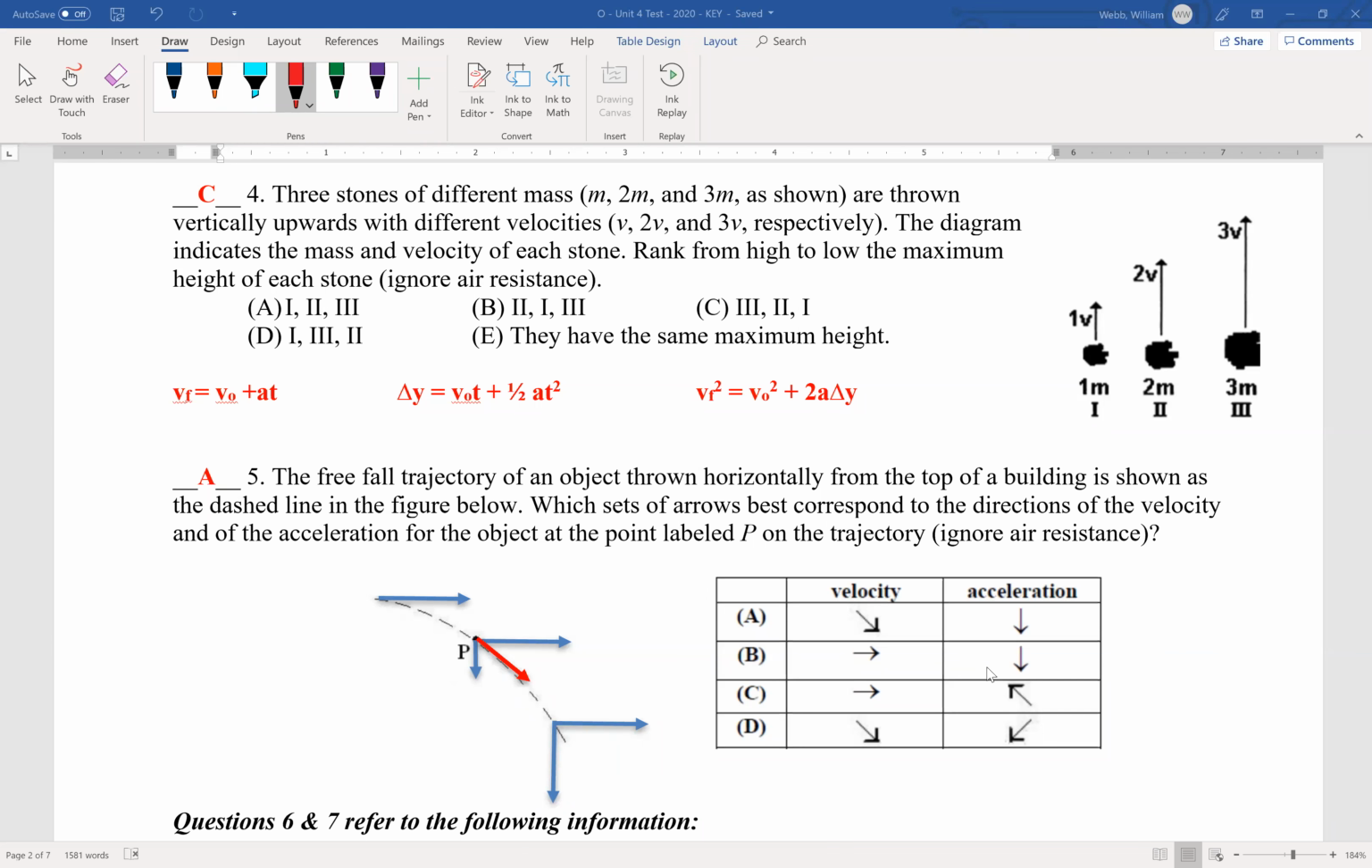And if we look at the components of the velocity, at the very top, it only has a horizontal component. So its actual velocity is its horizontal component. But at every other position, it has two components, and its actual velocity would be the resultant of those two. So at point P, the actual velocity would be the resultant of the vertical and horizontal components. So it would be pointing tangent to that parabola. And that would give us this selection A. Questions on number 5?